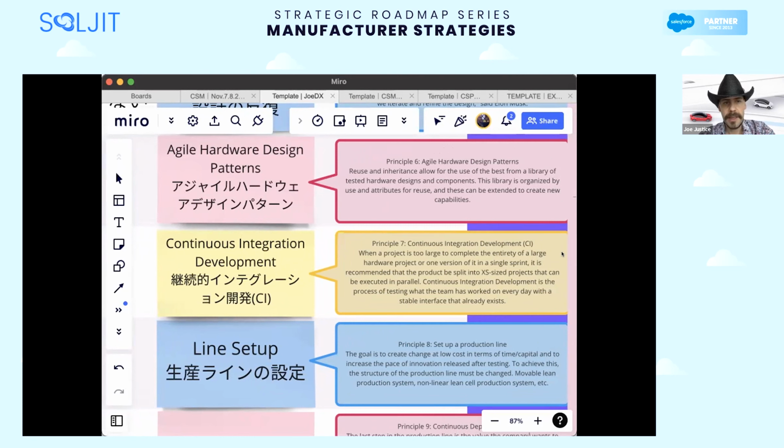We then recommend that the product is split into extra small size projects that can be executed at the same time without waiting on each other in parallel. So we take a rocket motor for SpaceX and we split it into as many teams as we have waiting, maybe 30 teams. We split it into 30 systems that can each be fully tested on their own.